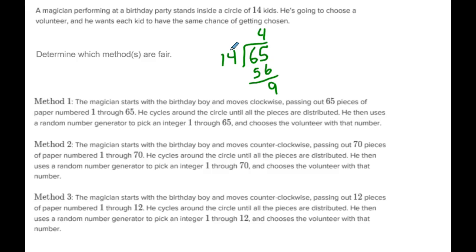So some of the kids have more options of being chosen than the others, so this method is not going to be fair. Now we're going to check method 2. The magician starts with the birthday boy and moves counterclockwise, passing out 70 pieces of paper numbered 1 through 70. He cycles around the circle until all the pieces are distributed. He then uses a random number generator to pick an integer 1 through 70 and chooses the volunteer with that number. So basically the same idea as method 1.